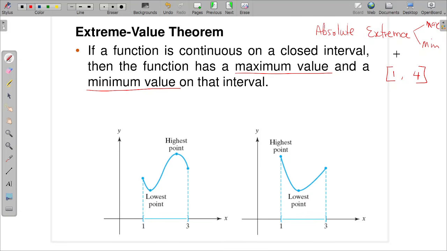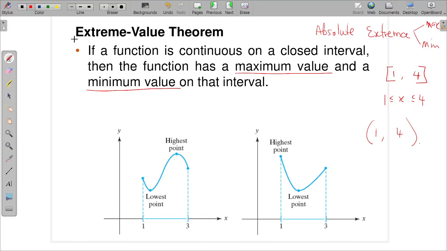This closed interval can also be written with a square bracket. When we write it with a square bracket, it's a closed interval. An open bracket is not a closed interval; it means 1 is not included and 4 is not included. But with the closed interval, 1 is included, and 4 is included.